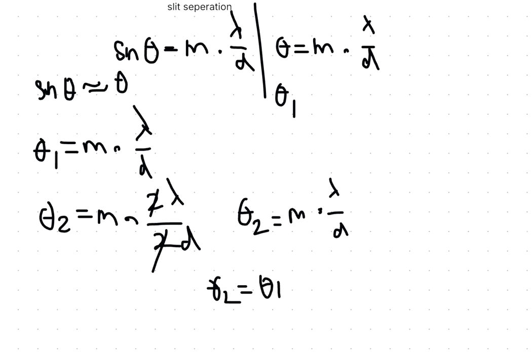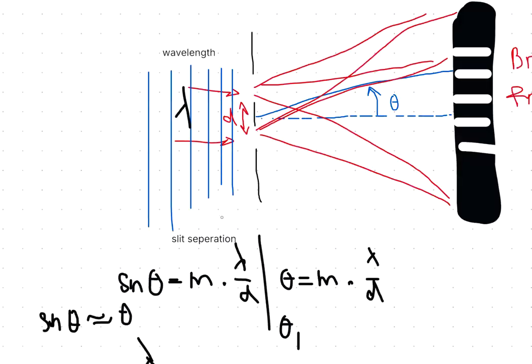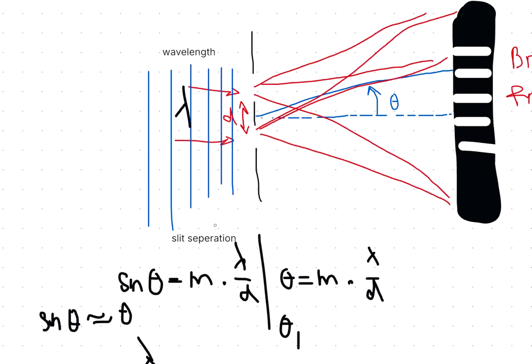Since the two cancel each other out, doubling both the wavelength and the slit separation leaves the angle completely unchanged. Therefore, the angle does not change.